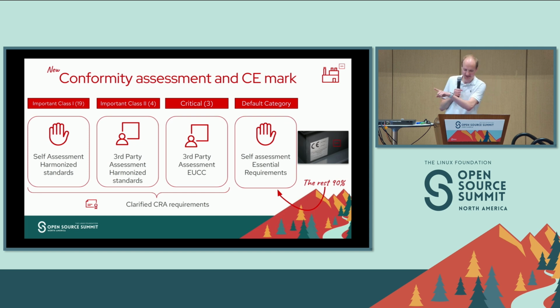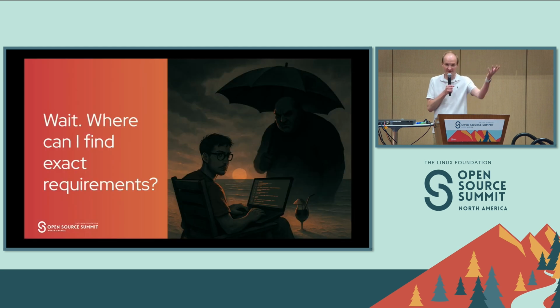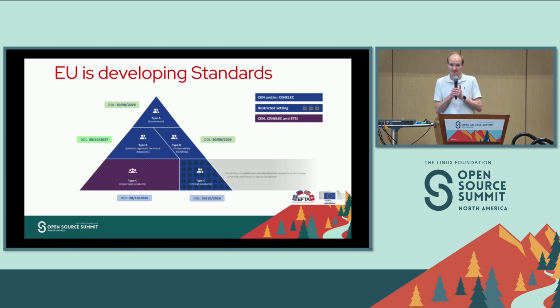Now, for these three, for harmonized standards and EUCC, there still will be the clarified CRA requirements that, as I mentioned, are under development right now. And yes, you could ask the question, where can I find the exact requirements? Because it sounds like in the text of the regulation itself, it's a little bit blurry and unclear. And that brings us to the standards. The EU is developing standards to help with the implementation of the CRA, and this is all complicated. I will try to simplify as much as I can.